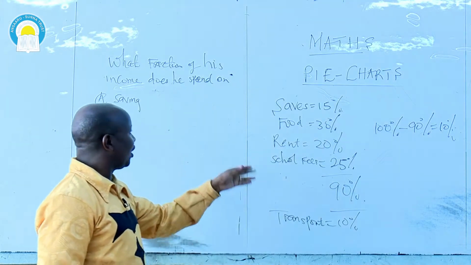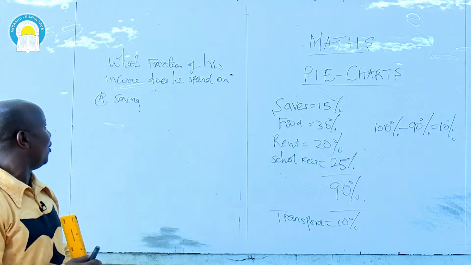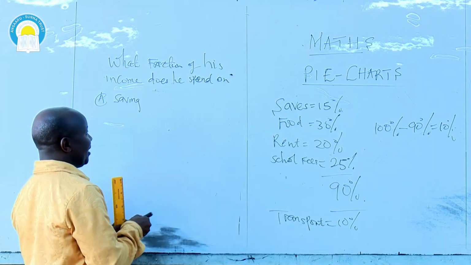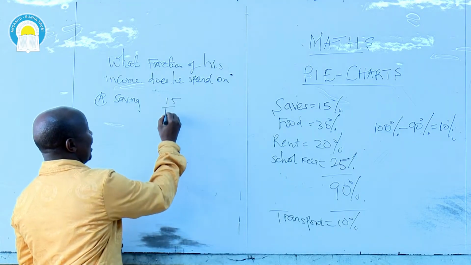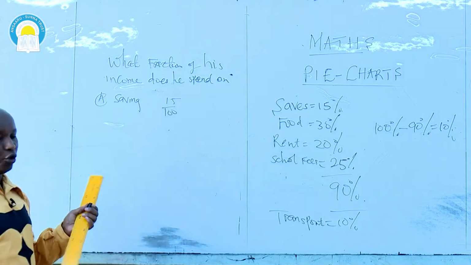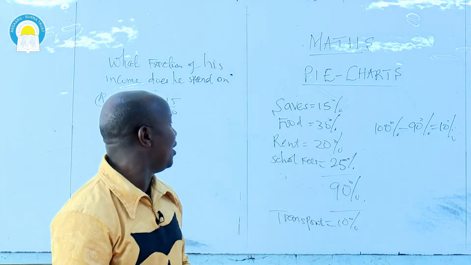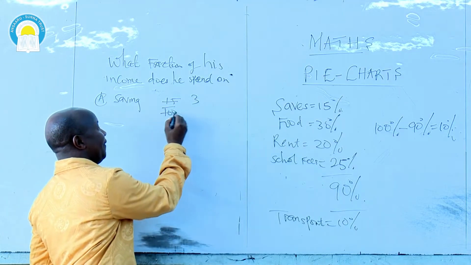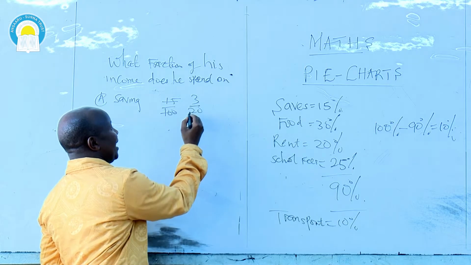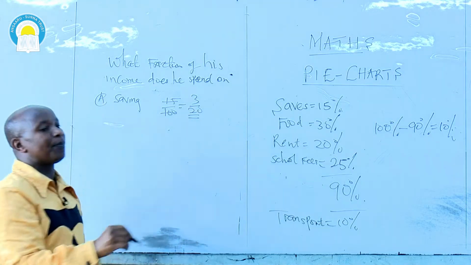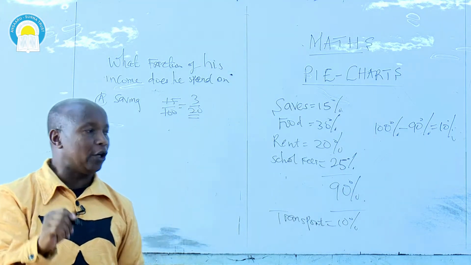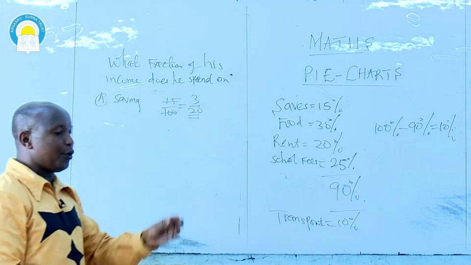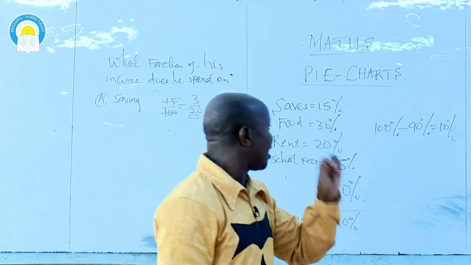To get the fraction of saving, because it's percentage now, you say 15%, which is the same as 15 over 100. Then you don't leave the answer like that. You have to simplify. By 5 will go 3 times. By 5 will go 20 times. The fraction of salary which is spent on saving is only 3/20. That's how you get the fractions on saving.